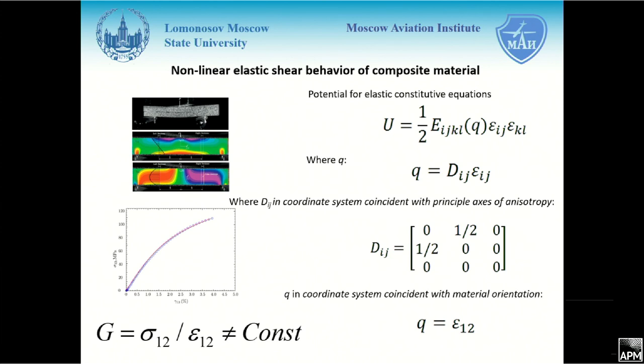It was supposed that it is possible to introduce into the constitutive relations a scalar parameter q, which is related to the corresponding matrix D. It is written for plane stress conditions, but in the case of an arbitrary three-axial stress state, we have non-zero components in other places out of the main diagonal of this matrix. And in the case of plane stress conditions, if the coordinate system coincides with the anisotropy axes, this scalar parameter is simply equal to the shear strain in the plane.